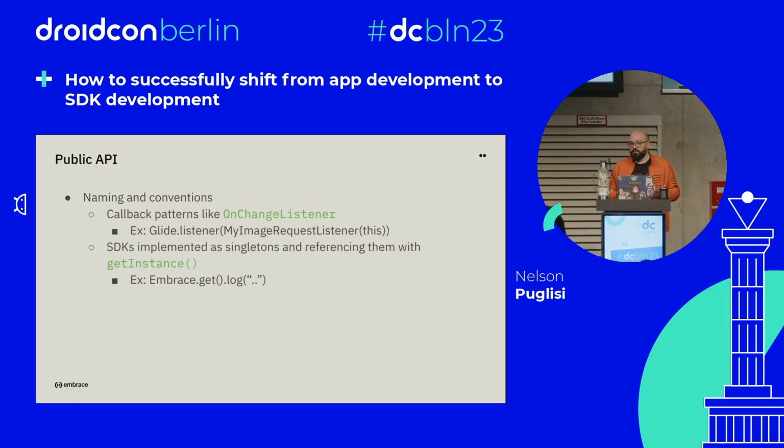For example, on Android, we are pretty familiar with the listener or callback pattern. So for example, in Glide, when you need to know if the image was already loaded, you have the listener for that. Another practice that is very common on SDKs for Android is to use the singleton pattern. So you use getInstance or .get to get the instance of the SDK. That's something that any app developer will expect to use.